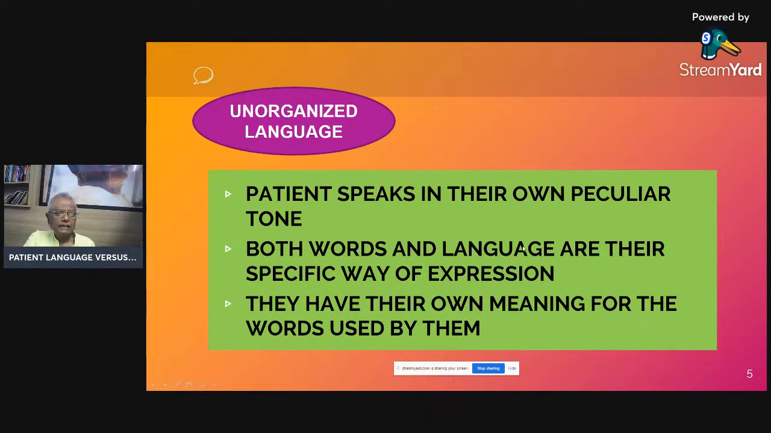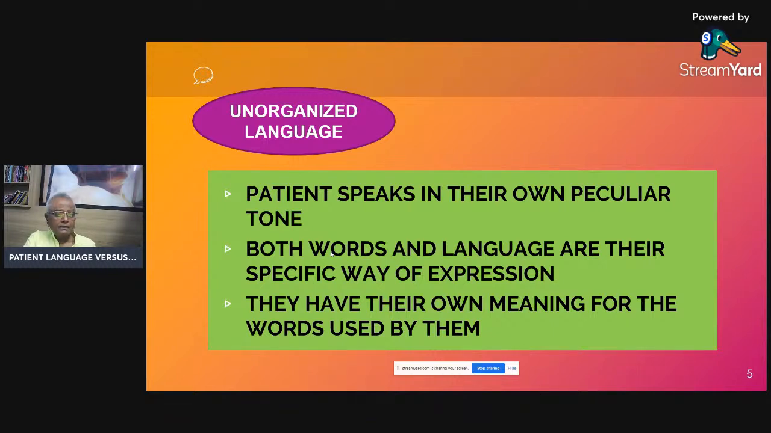Both words and language are their specific way of presentation. The words they are using are very important, and the language they are using is also very important, because every word has its own meaning, irrespective of the universal meaning in the dictionary. What we mean by the word is important, and we have to go into the individual patient's word, what he means by that word.